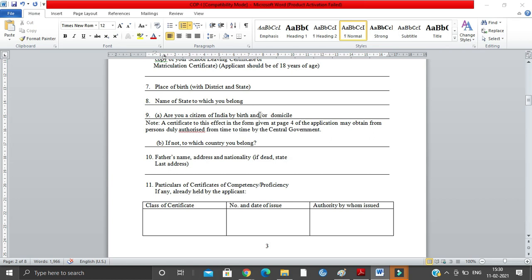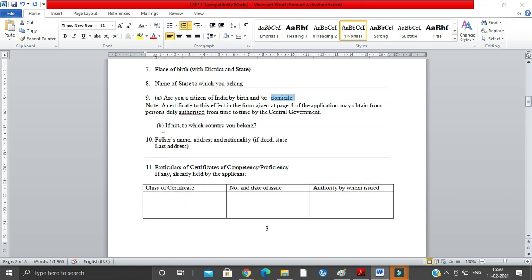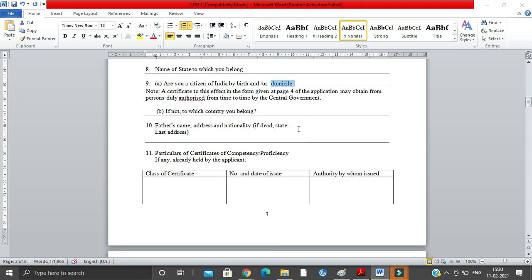Are you a citizen of India by birth or domicile? You can write down by birth or domicile. If you are a domicile, then you have to put here which country you belong to. And also you have to attach the domicile certificate, because that is required by WPC if you are not a citizen of India by birth. Then father's name, address and nationality you put here on the right side.